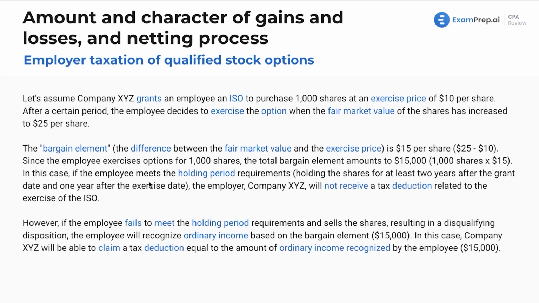In this case, if the employee meets the holding period requirements, which is holding the shares for at least 2 years after the grant date and 1 year after the exercise date, the employer, company XYZ, will not receive a tax deduction related to the exercise of the ISO. However, if the employee doesn't do their part, doesn't meet the requirements, they fail to meet the holding period requirements and sell the shares, resulting in a disqualifying disposition, the employee will recognize ordinary income based on the bargain element. In this case, company XYZ will be able to claim essentially compensation expense as a tax deduction. All right, pretty crystal clear, running through them, having a good time.